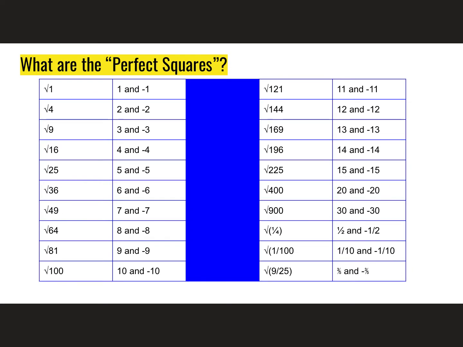Okay, so now let's talk about these. What are perfect squares? And this, again, is in your notes. I gave you actually this entire table. So perfect squares, we know that the square root of 1 is a perfect square. Its square roots are 1 and negative 1. 4, 2 and negative 2, 9. So you see all these perfect squares going all the way up through 15.